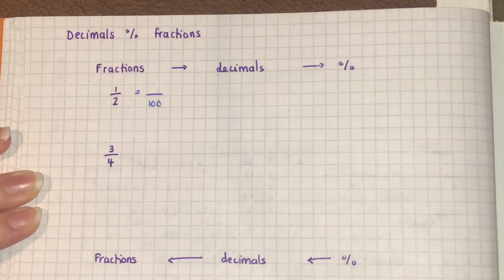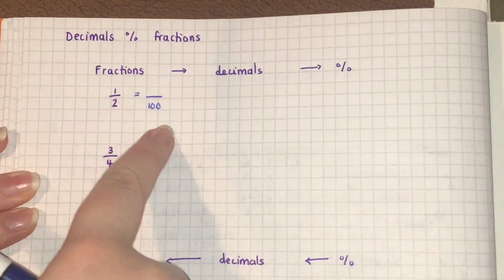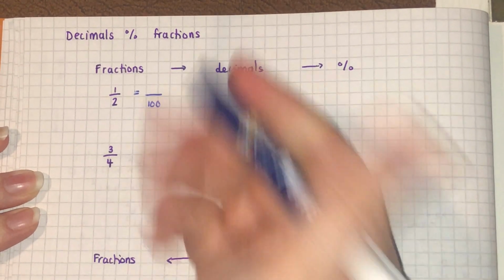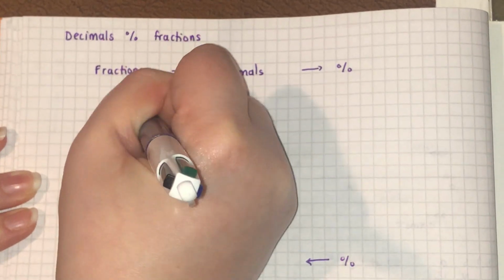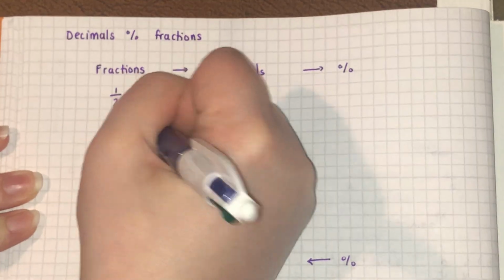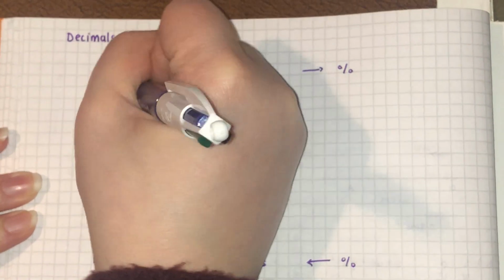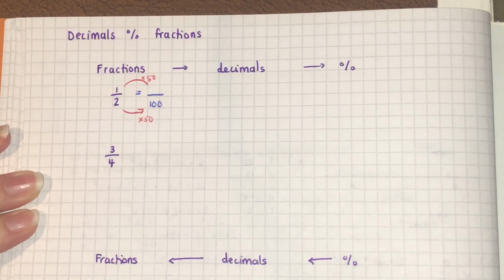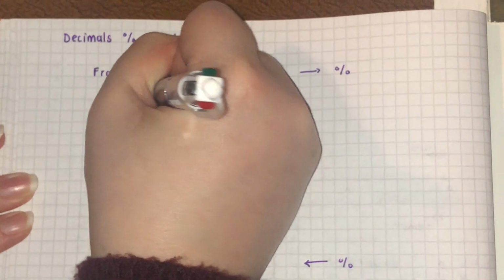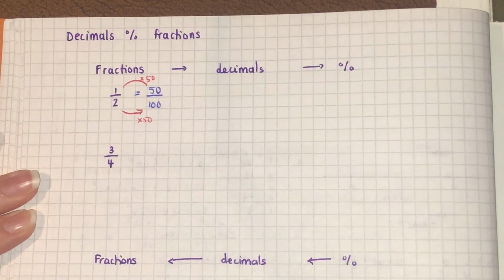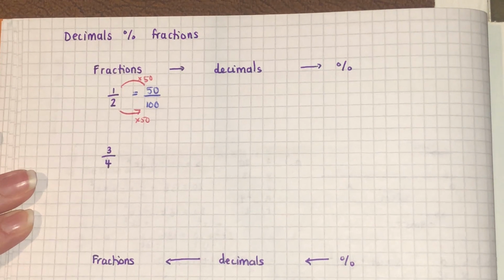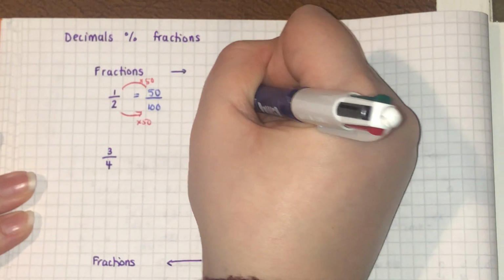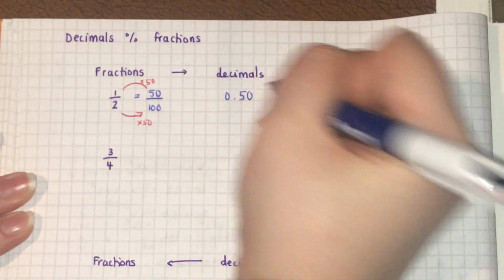I'm going to find what fraction 1/2 is equivalent to, so that the denominator, or the bottom number, is 100. So I think, what would I have to multiply 2 by to get to 100, which would be 50, which means I also need to times the top, or the numerator, by 50 as well, which I get as 50 over 100. Okay, now because it's out of 100, that means it's going to be 0 point and then 50.